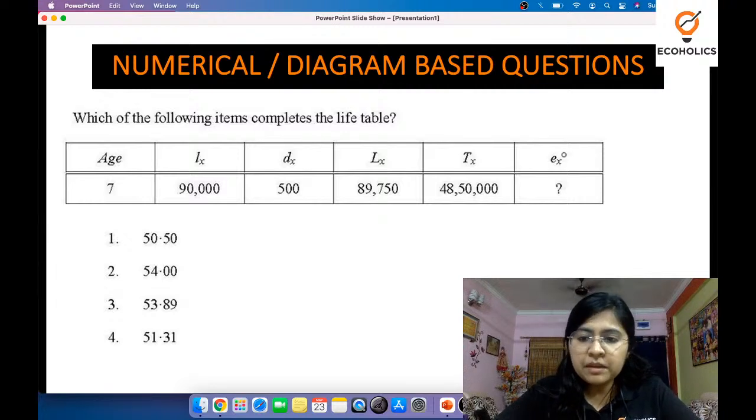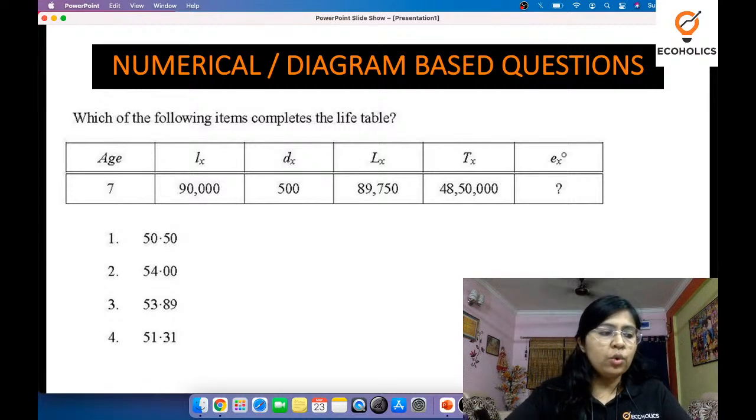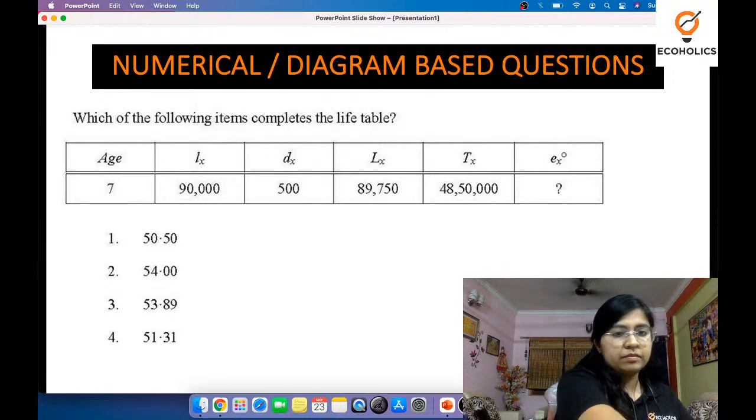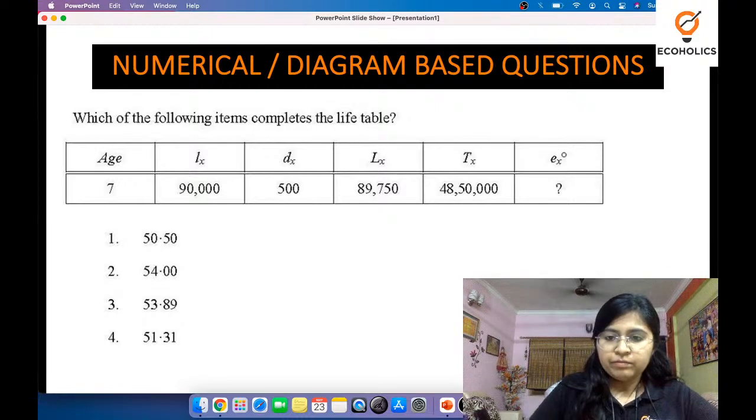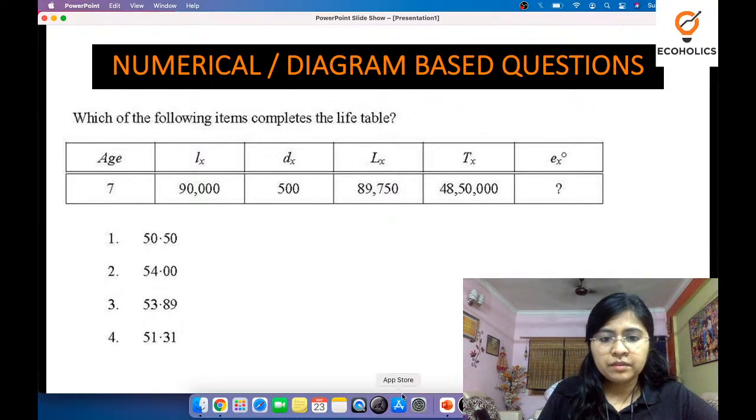Now tell me, who knows the answer to this question? There are various things written over here. Let me identify them for you all.